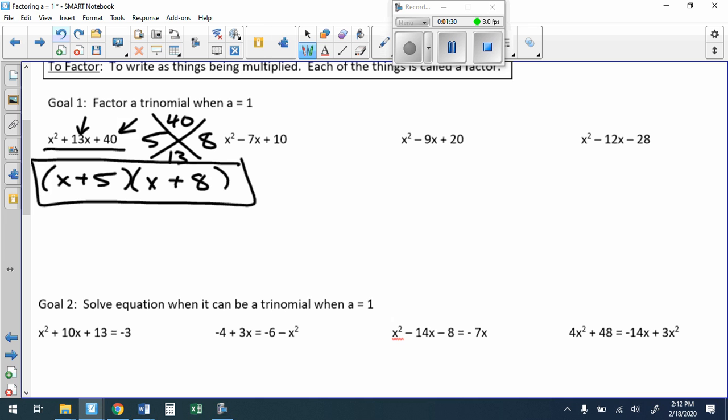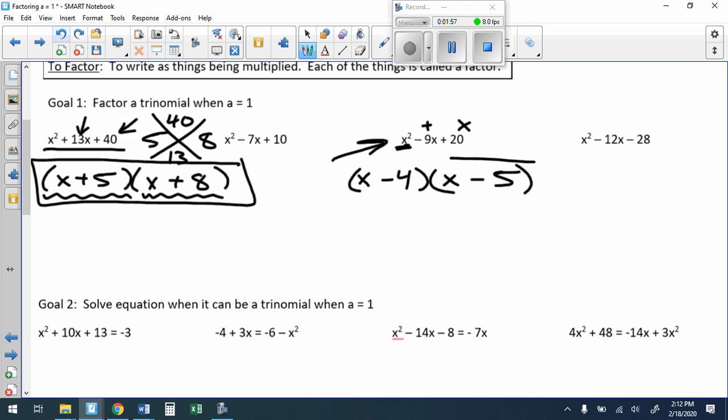Again, just to repeat, factored form means we now have something times something. Here's one thing times the other thing. Just to see one more example here, this third one. Here it's going to be x and x, because we need to get x squared. And then two things that multiply to 20 that then combine to be negative 9. In this case, negative 4 and negative 5. So that's the factored form.